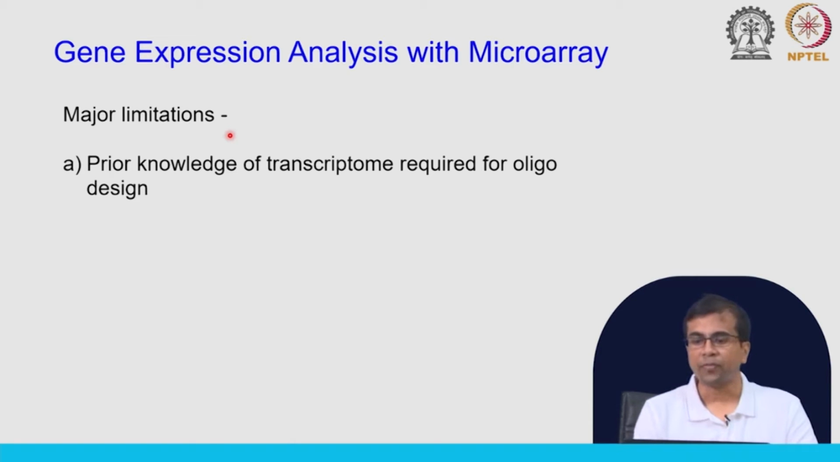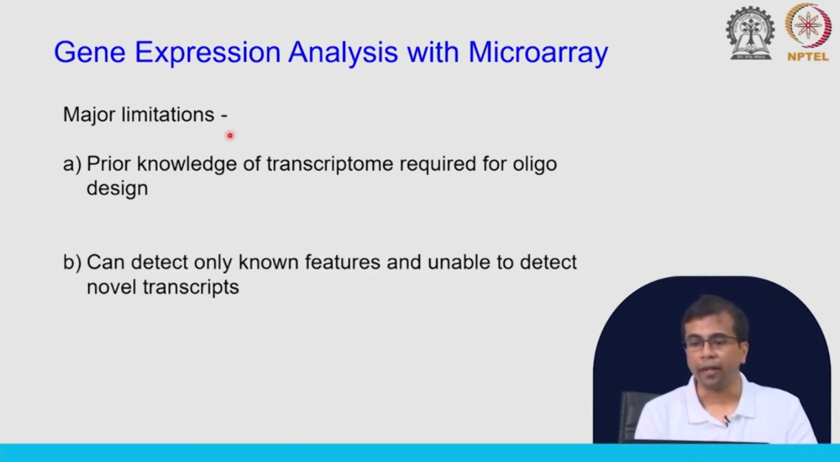The second major point is that you can detect only known features and you cannot detect any novel transcript. For example, if there is a novel transcript or a splice variant that is expressed in the disease sample, but since we did not know about it, we did not design any oligo to be printed on that chip. In that case, we will not be able to identify that novel transcript in microarray experiments.